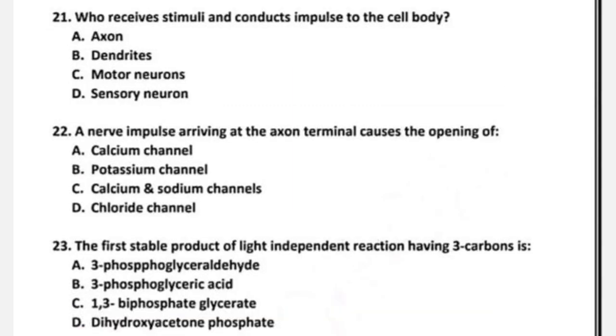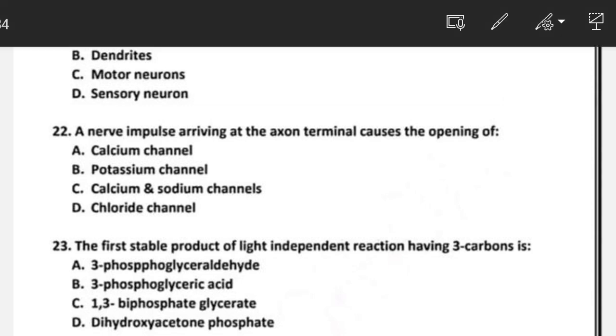So here question number 21: Who receives stimuli and conducts impulses to the cell body? Option A is the axon, option B is the dendrites, option C is the motor neurons, and option D is the sensory neurons. So keep in mind that dendrites always receive information from the periphery and they send this information to the cell body, and from the cell body the information is sent to the axon terminals. So the stimuli is received by dendrites and that stimuli is transferred to the axon or cell body, mostly cell body.